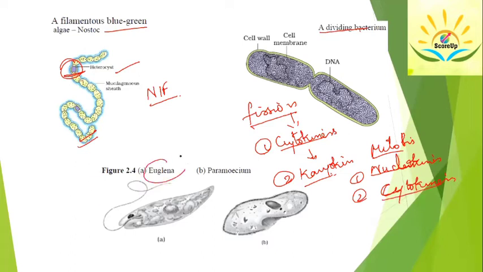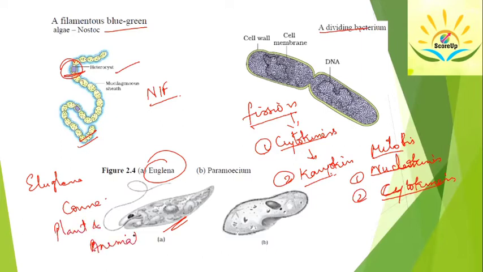Then the next diagram is euglena. What is the speciality of euglena? Euglena is a connecting link between plant and animal. They will give this picture and ask what is the type of organism. So it is a connecting link between plant and animal. The plant character is preparing food, it is chlorophyllous, so autotroph. The animal-like character is the presence of a cell membrane.